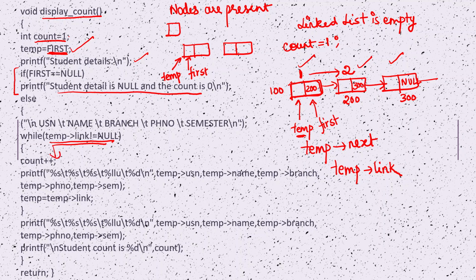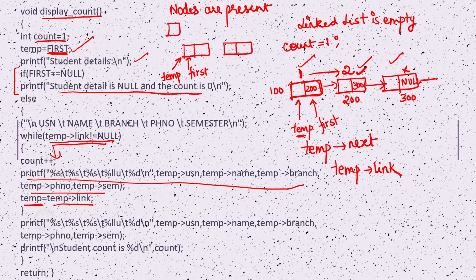I will increase the count. That means I move to the next node. Not only doing that, I will display the contents also over here. Also, I will make the next node the temp. So, temp of link will now become the temp. Okay, when it is not equal to null. So, what happens here is when it is not equal to null, this will not be considered.